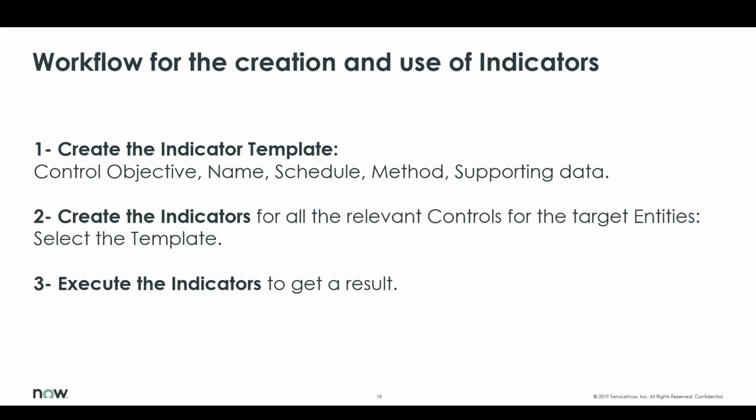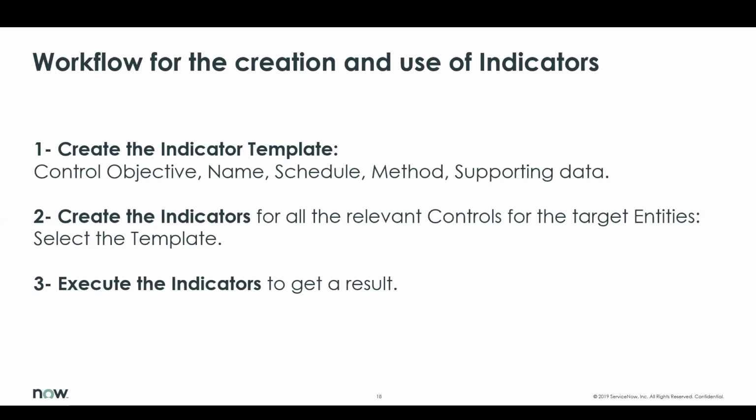The workflow we're going to follow is described here. First, we're going to create an indicator template, and we're going to go through the process of finding the control objective, naming the template, putting together the schedule, the method, the supporting data. Then we're going to create the indicators themselves for all of the relevant controls for the entities that we're working with. That means actually selecting the template. And then we will execute the indicators to see what sort of results we get.